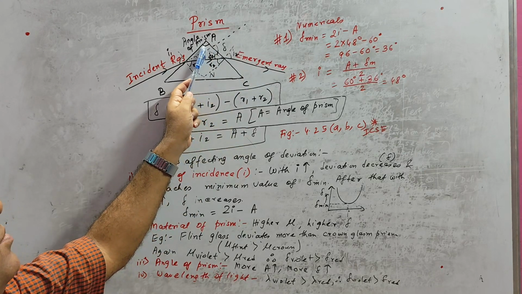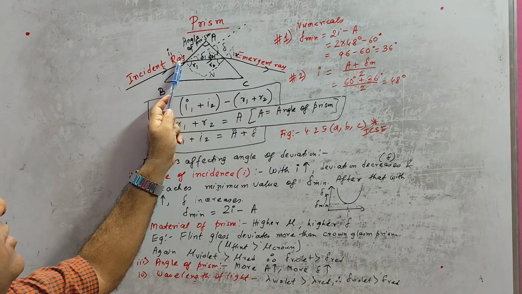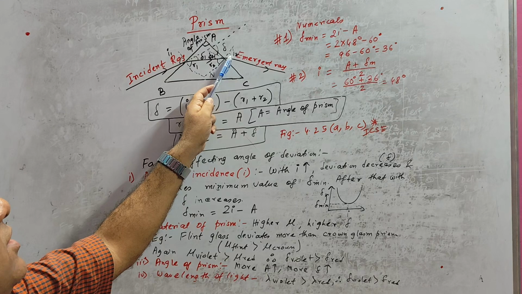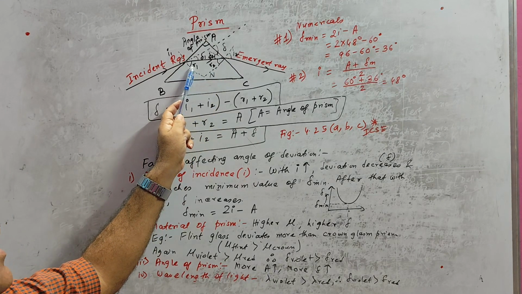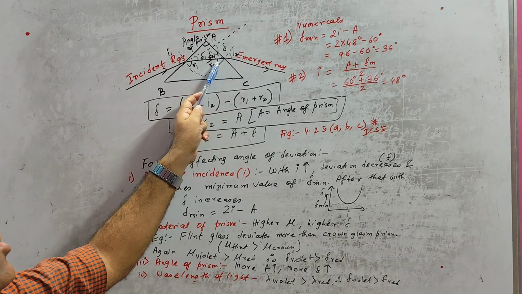This is the angle of prism. This is the first angle of incidence. This is the second angle of incidence. This is the first angle of refraction. This is the second angle of refraction.